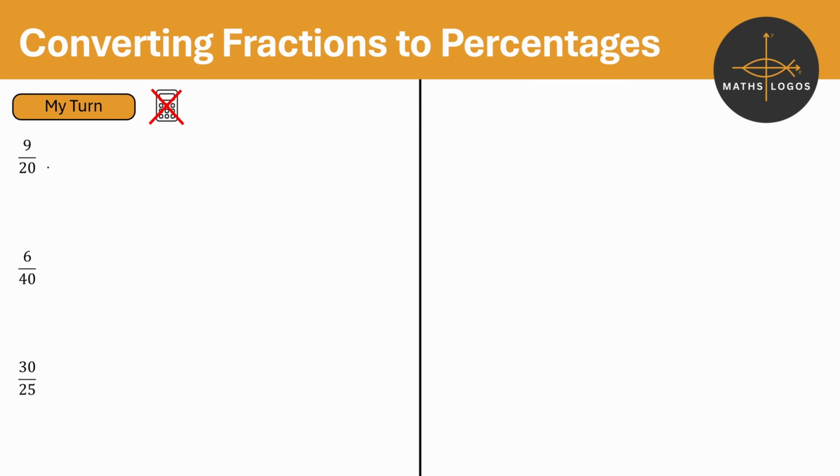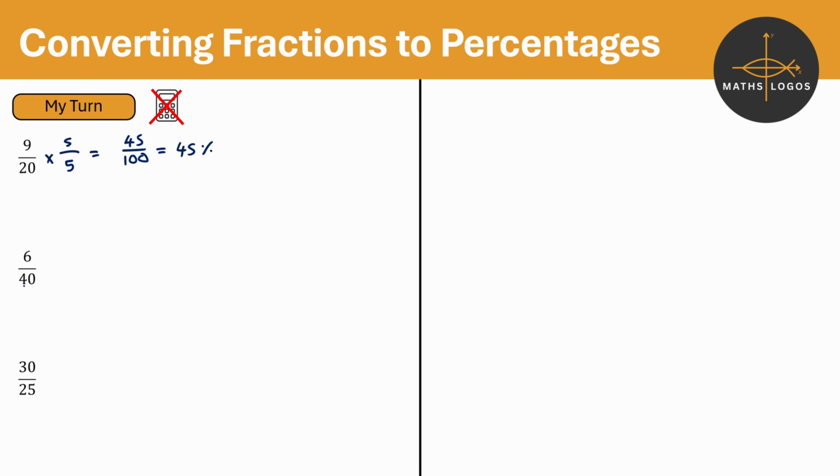Okay, so we have a few more examples. Let's have a look. So I've got 9 out of 20. I want to multiply 20 by whatever I need to do to get to 100. Well, that's 5. I'll do that on both the top and bottom. 9 multiplied by 5 is 45, and 20 multiplied by 5 is 100. So this is equal to 45%.